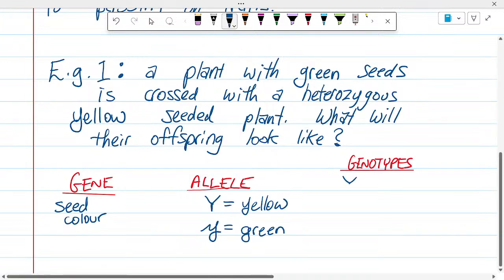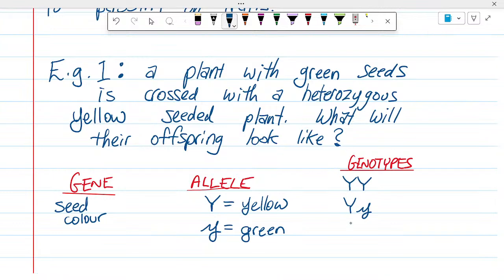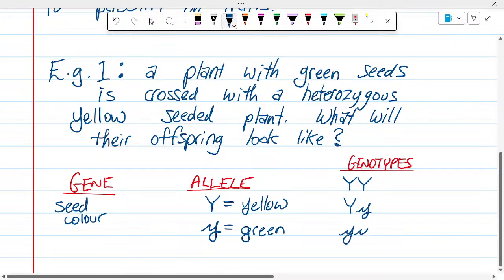You could have big Y, big Y, or you could have big Y, little y, which is the same thing as little y, big Y, by the way. It doesn't make any difference. By convention, we put the uppercase letter first. Or you could be little y, little y. And what is the phenotype here? If you're big Y, what are you? Yellow. And if you're little y, you're green.